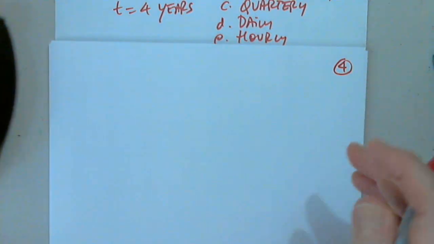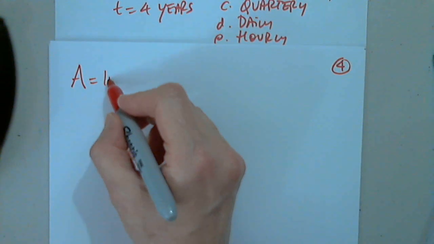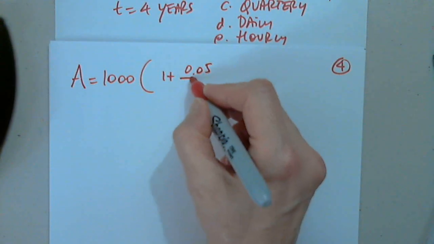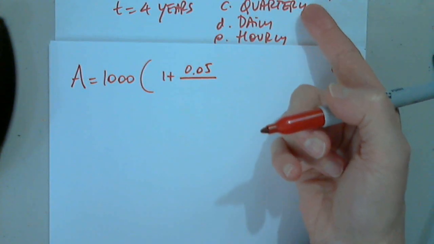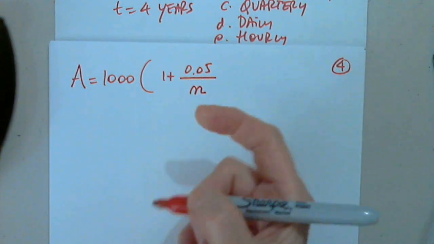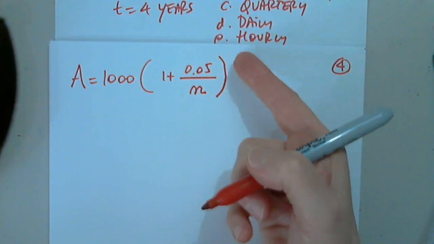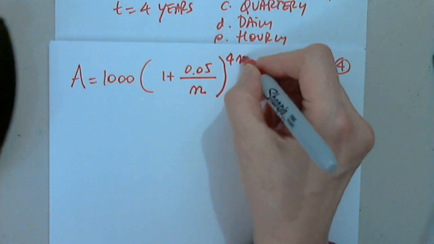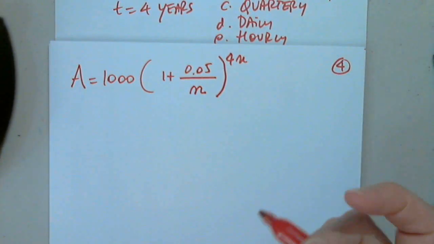And I think I'm on page 4. So the accumulated value is principal, 1,000, times 1 plus the interest rate, 0.05, divided by annually, semi-annually, quarterly, daily, hourly. So this will change. I'm going to call it n for now, 2 bubbles, n, raised to, and the formula says n times t, 4n. So t times n. And you can say, what are you doing with this? Well, I'll show you in a moment.